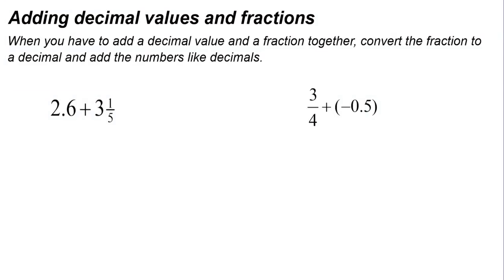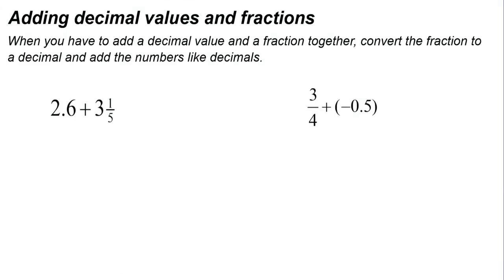Lastly, adding decimal values and fractions. When we have a mixture of rational numbers in decimal form and in fraction form, we're going to convert the fraction to the decimal and then add the numbers like decimals, because that seems to be the easier route to go rather than finding common denominators and converting decimals to fractions and so on. It just becomes more work to change everything to fractions and get that to work.